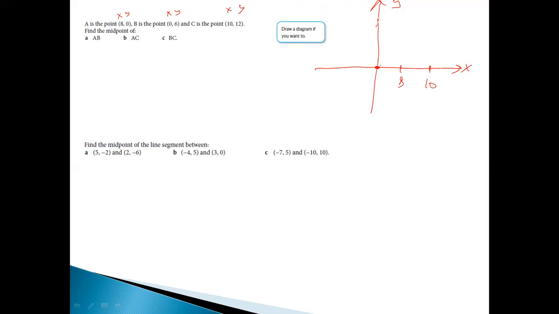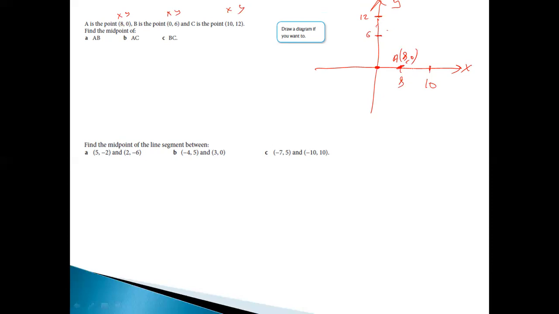And a second value of y is 6, here, plus positive 6. And the third or last value of y is 12. So what was the first point, the values of A? A is 8 to 0. Okay, it's here. It's A, 8 to 0.